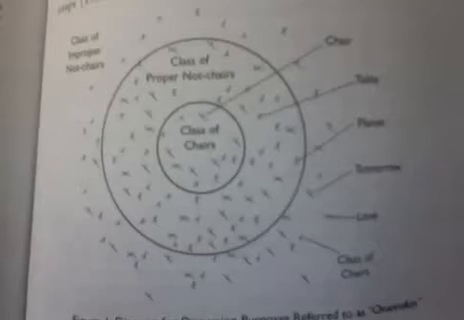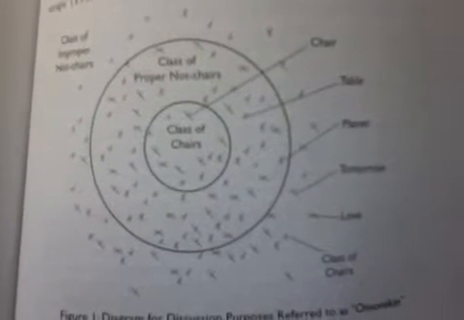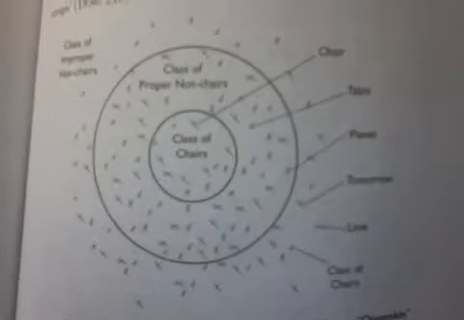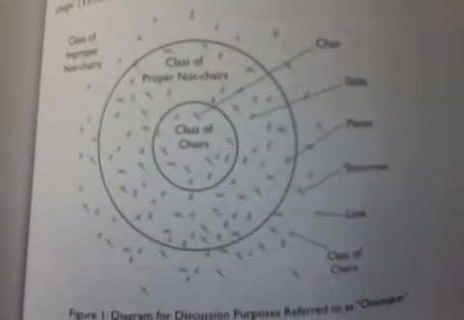He drew what he came to call the onion skin. Now, I'll see if I can maybe bring that up a different way. Okay, so this is the diagram that Bateson called, for discussion purposes, the onion skin. What he was trying to suggest here is that when we try to understand things, we commonly make classes.